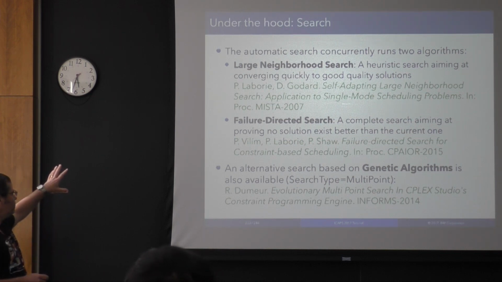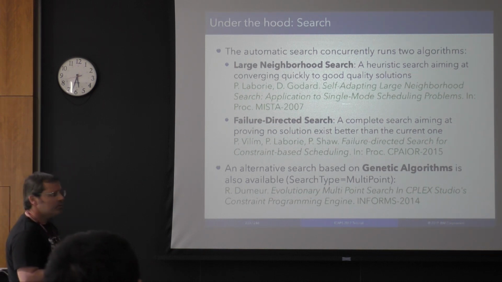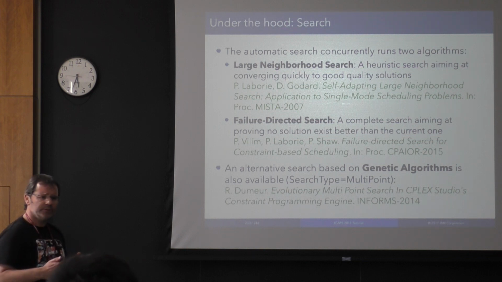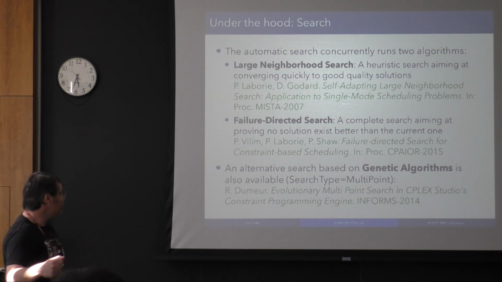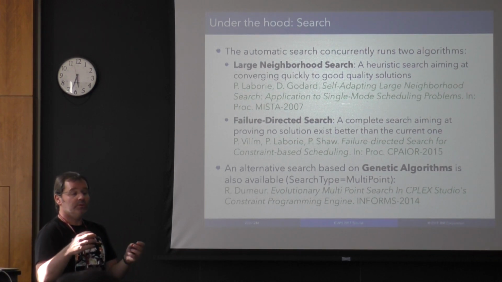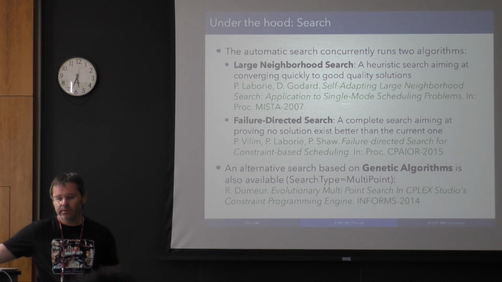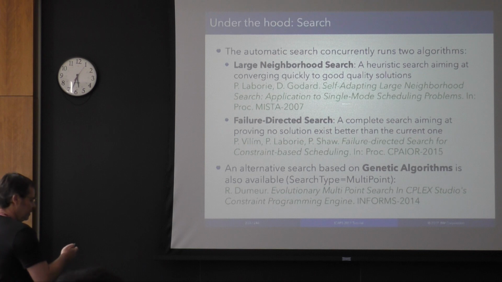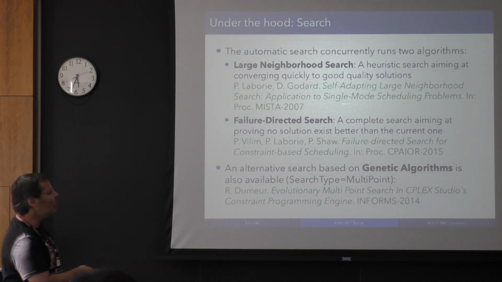When you press the solve button, actually two different searches run concurrently. One is a large neighborhood search. The objective here is to quickly produce good quality solutions and to improve on the solution. Basically it starts from a solution and then performs some local search or large neighborhood search to try to locally improve the solution and find a better one. This was published in this paper, and it is not exactly what's inside CPO because the paper is old, but it gives a good idea of what happens.